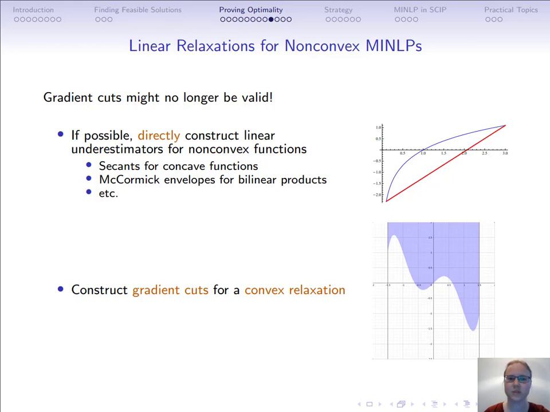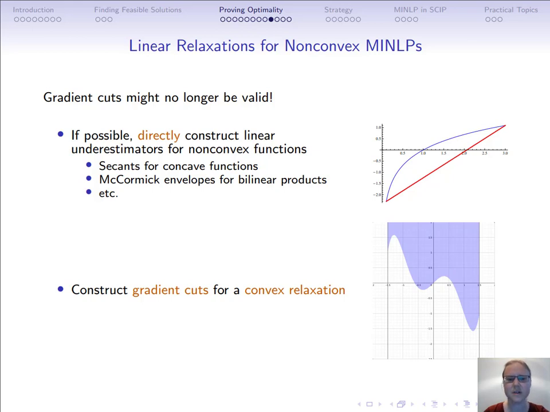This is the case, for example, for concave functions, where the convex relaxation is the secant. It is at the same time the best possible convex relaxation, and it is also linear. Another example are McCormick envelopes for bilinear products, which also happen to be linear, and we will see them soon. And there are some other functions for which this is the case. However, this is not the case in general. So let us look at the more general case.